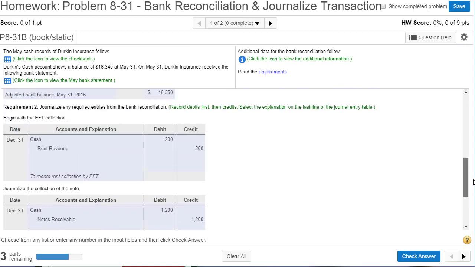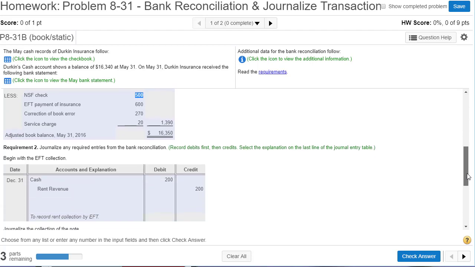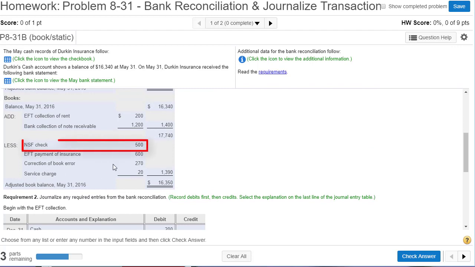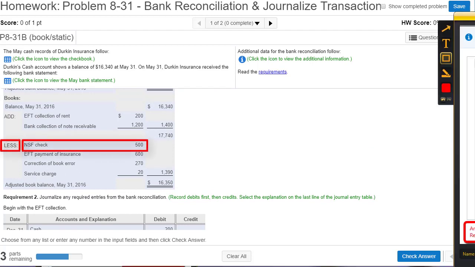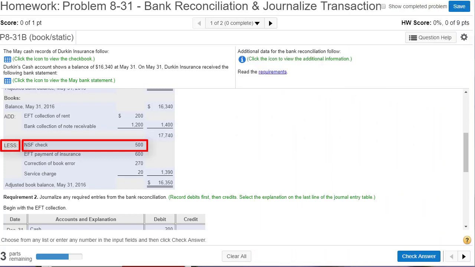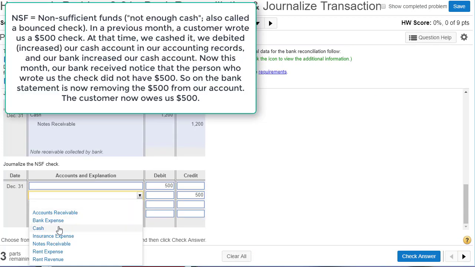Next, journalize the NSF check. So we're going to scroll back up here. The NSF check was for $500. And notice this NSF check is in the subtraction section. If you want to record these journal entries, you can always just record them from over here too. So notice this $500 was from the check section, which means cash is going down. So cash has to go down. So I'm going to credit cash.